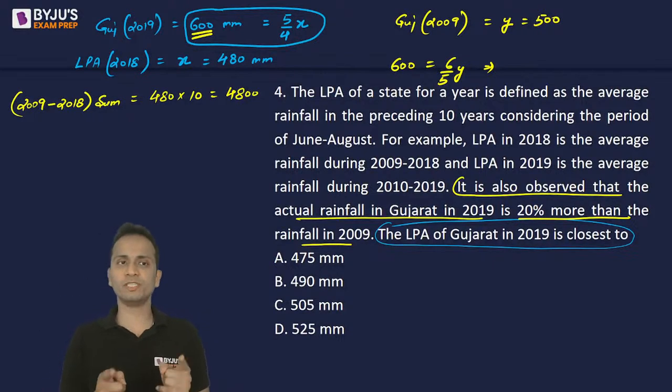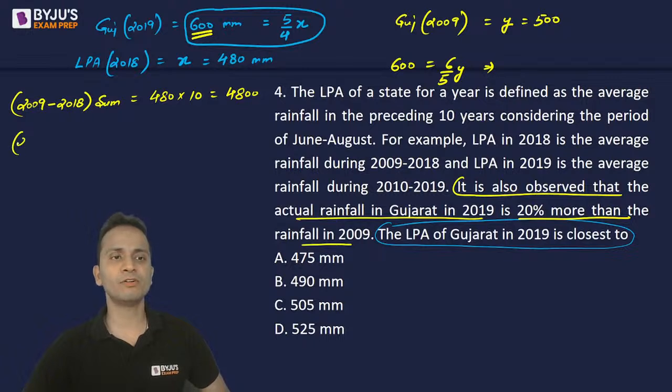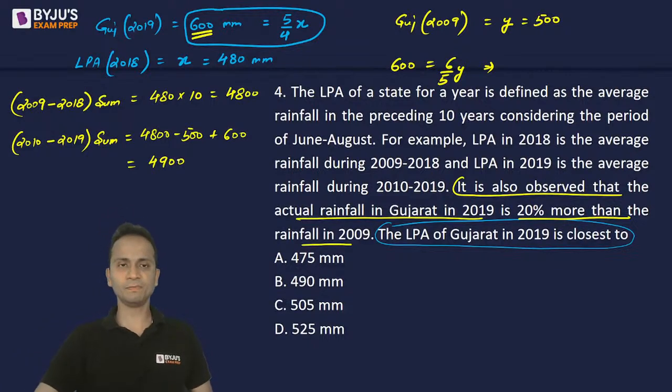If I remove the rainfall of 2009 from here and add the rainfall of 2019, I can obtain the sum for 2010 up till 2019. So what will be the sum from 2010 to 2019? 4800 minus the rainfall of 2009, which is 500, plus the rainfall of 2019, which is 600. So this sum comes out to be 4900. Okay? So we have found the sum from 2010 to 2019.